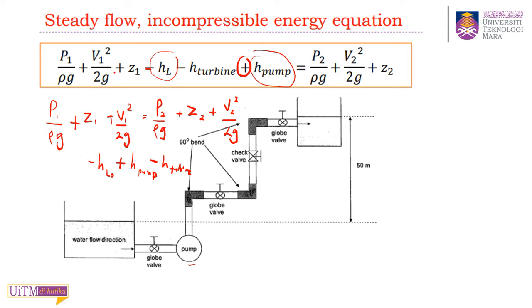All of these are head, head in meters, so head for pump in meters, and head for loss in meters as well. That's why you add head for pump. And if you have a turbine that does another work, then you will minus that head for turbine. And this will equal to P2 over rho G plus V2 squared over 2G plus Z2.